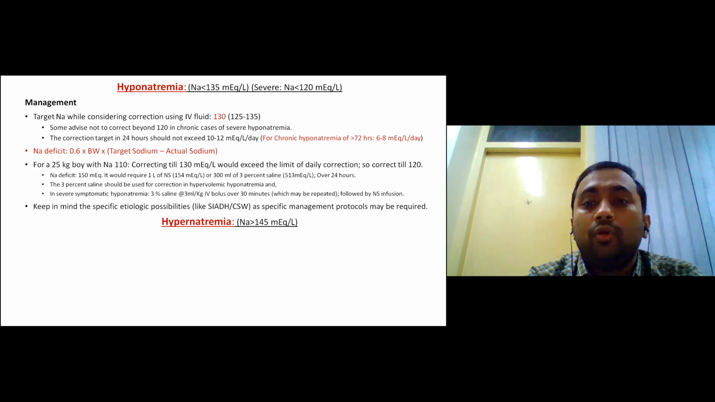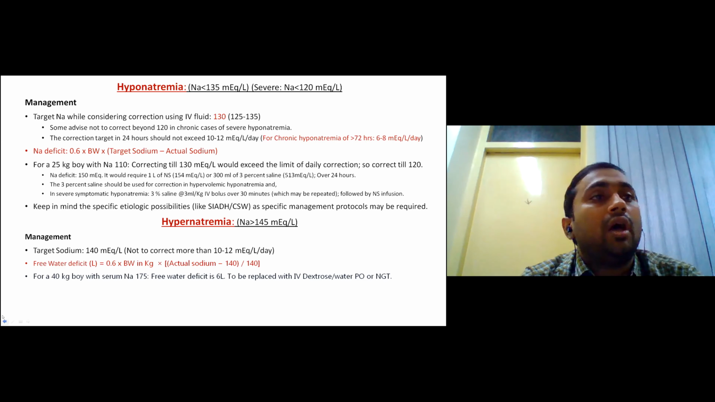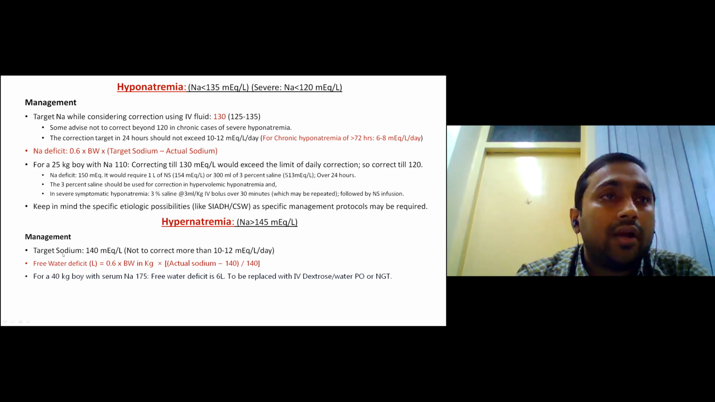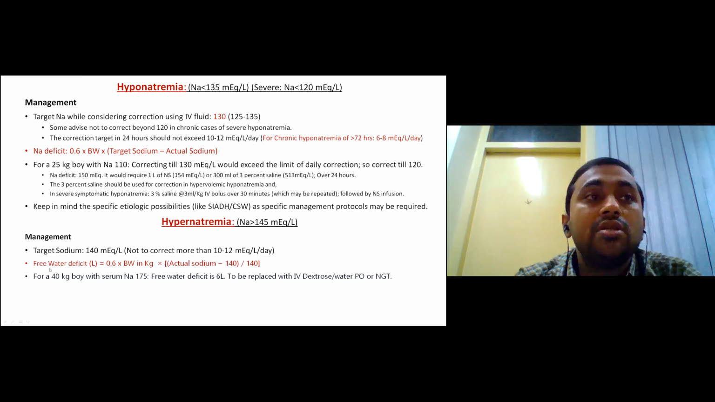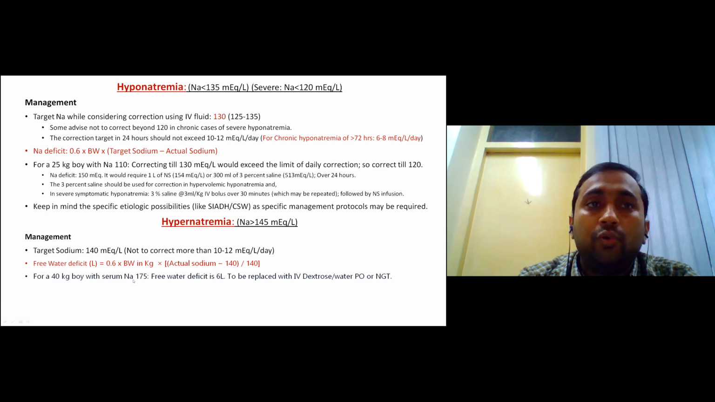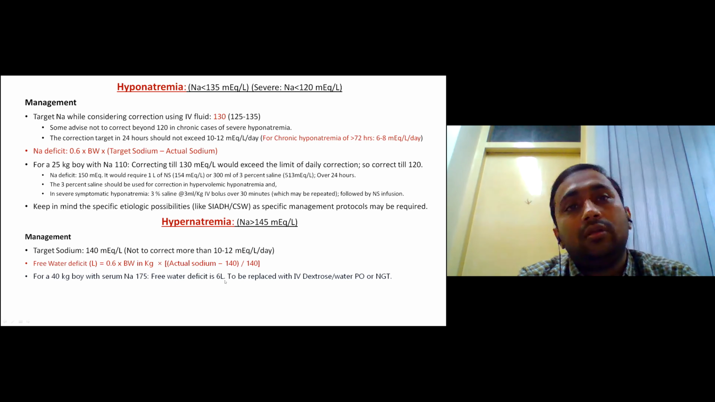Coming to hypernatremia, it's defined as serum sodium more than 145. So management, again, we have to have a target sodium that's 140 milliequivalent per liter. And again, per day, we should not correct more than this. We calculate free water deficit using this formula. So again, we have taken an example like a 40 kg boy, serum sodium 175. So if we put everything here, the free water deficit is 6 liters, and this free water should be replaced with either IV dextrose, or we can give water per oral or through NG tube.